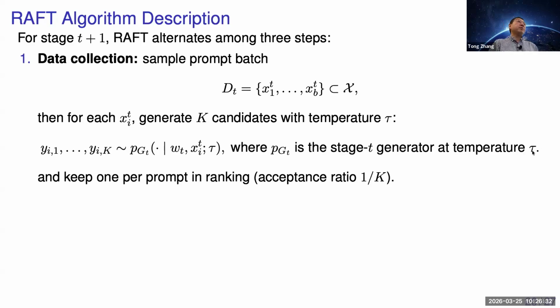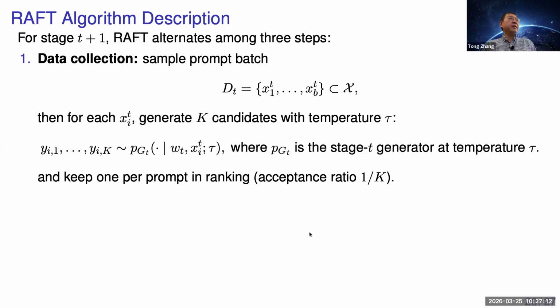Usually the temperature can be a little bit smaller than 1, which gives you slightly higher quality results. So when you do the generation, you can generate at temperature 1, or smaller than 1. At least in this paper, it talks about generating with a temperature a little bit smaller than 1. So this is how it works, and you keep 1 per prompt in ranking. So the acceptance ratio is 1 out of K. It's not top K, so I need to modify the slides. 1 out of K, and that's it.